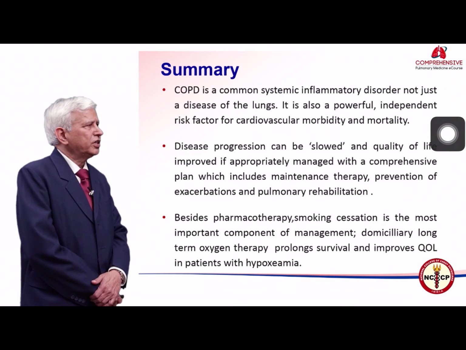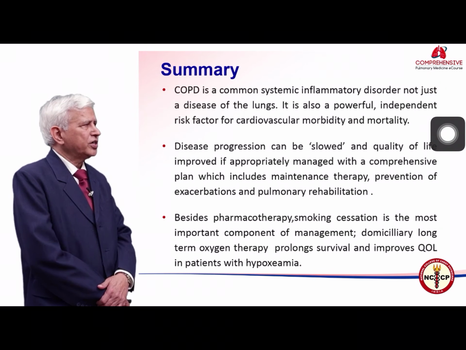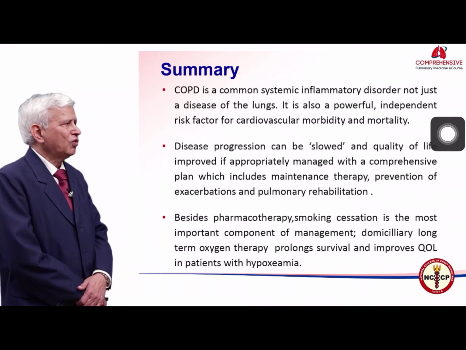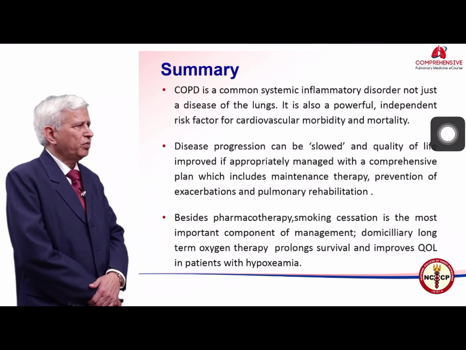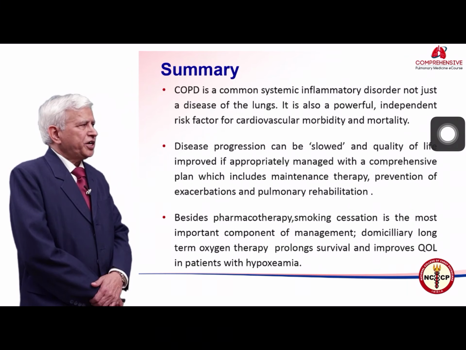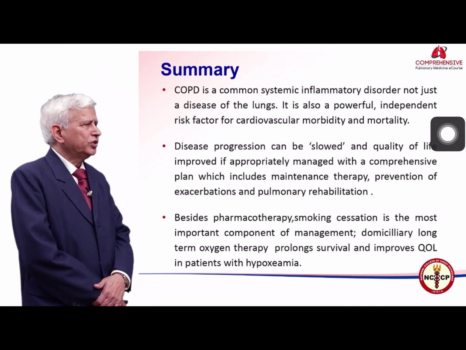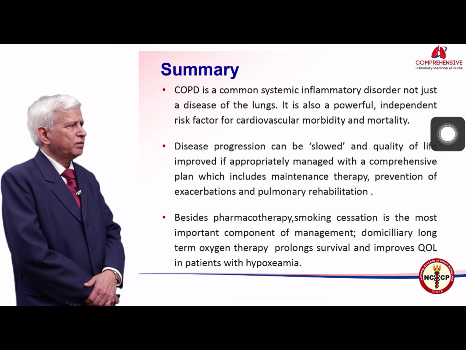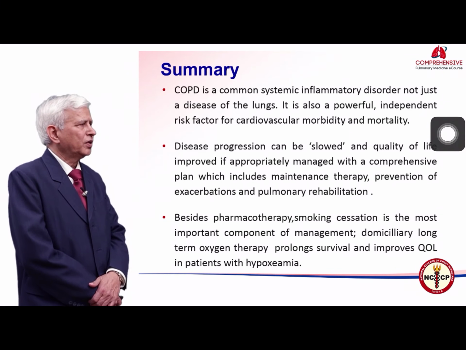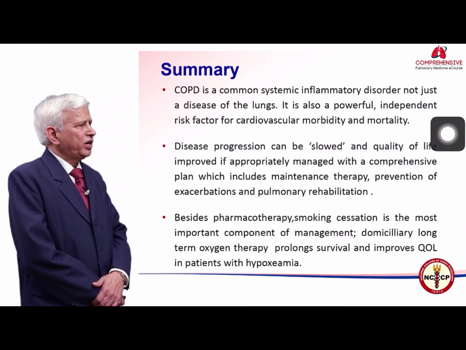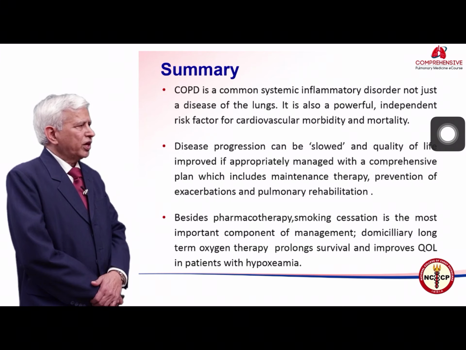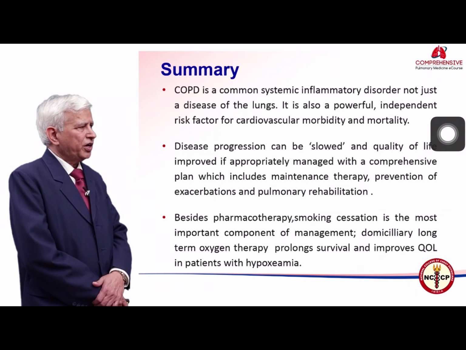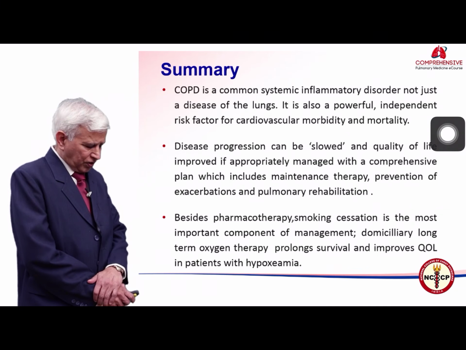So in summary, I would say that COPD is a common systemic inflammatory disorder and not just a disease of the lungs. It is a systemic problem. It is also a powerful independent risk factor for cardiovascular morbidity and mortality. Disease progression can be slowed and quality of life improved if appropriately managed with a comprehensive plan, which includes maintenance therapy, pharmacotherapy, non-pharmacological therapy for prevention of exacerbations and pulmonary rehabilitation. Besides pharmacotherapy, smoking cessation is the most important component of management. Domiciliary long-term oxygen therapy also prolongs survival and improves quality of life in these patients.